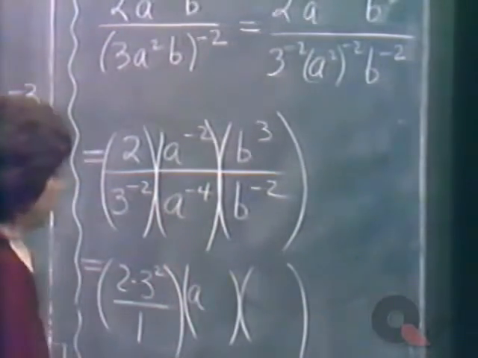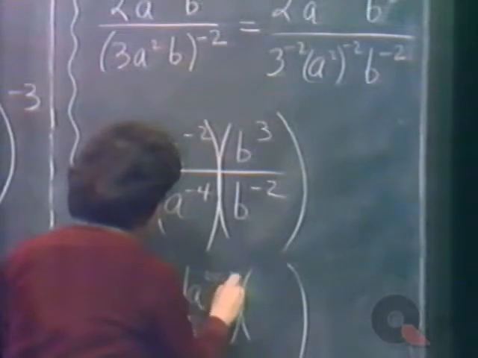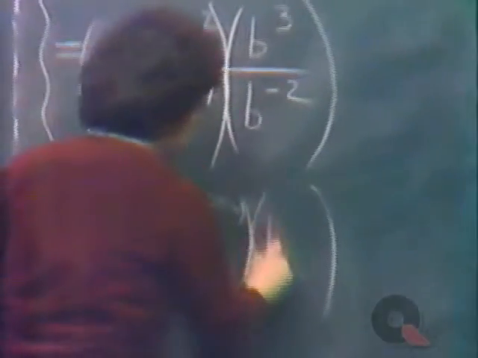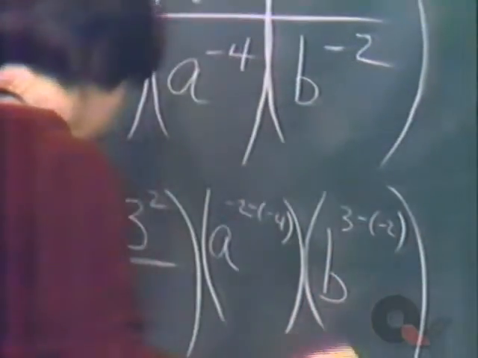Now, we have the division. We have the same base. We're going to subtract the powers. Minus 2 minus a minus 4, and here b, 3 minus a minus 2.